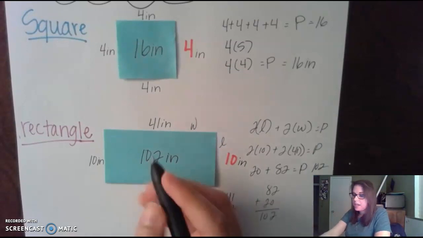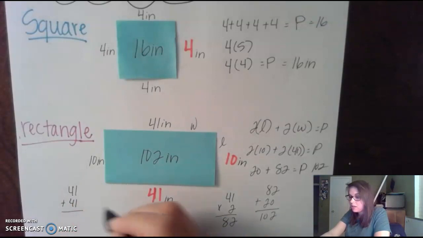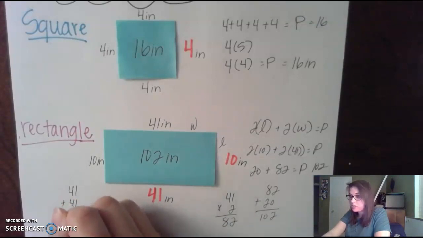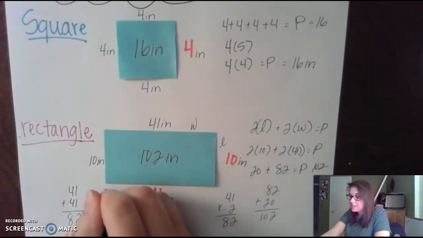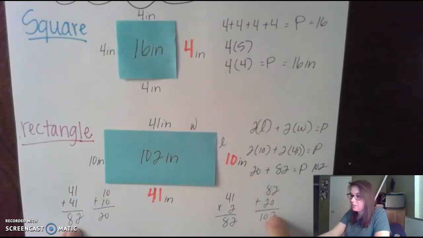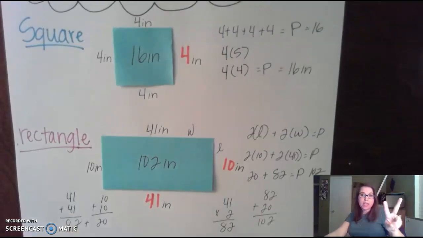So in other words, I could do 41 plus 41. That is 1 plus 1 is 2. 4 plus 4 is 8. Hey, look at that. We got the same number. And then our other side is 10 plus 10, and that's 20. Hey, look at that. We got that number over here. And what do we do with these two? We add them together. Well, we just did that over here, which is 102 inches. So those are two ways that you can find the perimeter of a rectangle or a square.